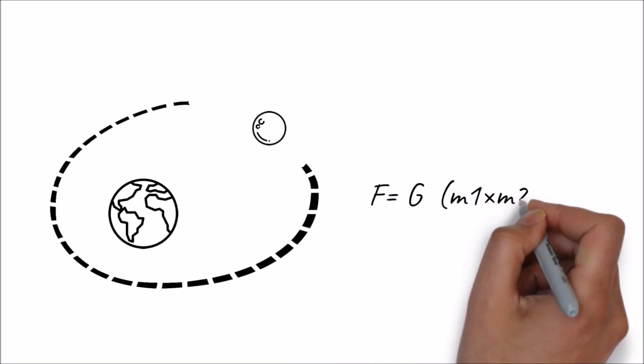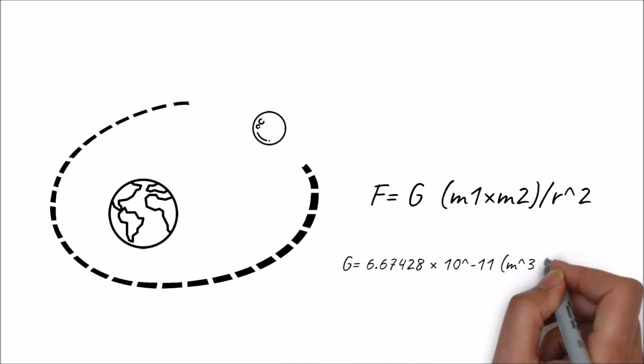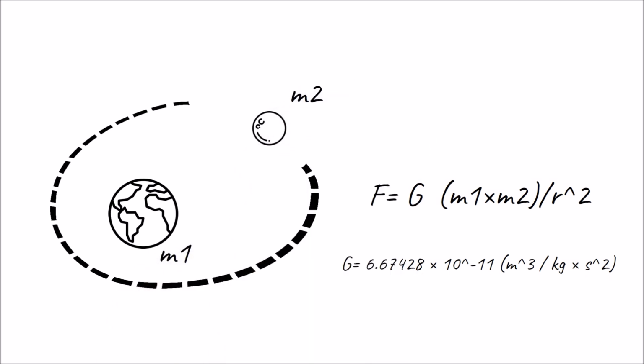Mathematically, this law is expressed as F equals G, m1 times m2 divided by r squared, where F represents the force of gravity between the two objects, G denotes the gravitational constant, m1 and m2 are the masses of the two objects, and r represents the distance between their centers.